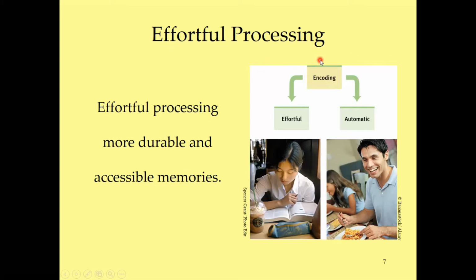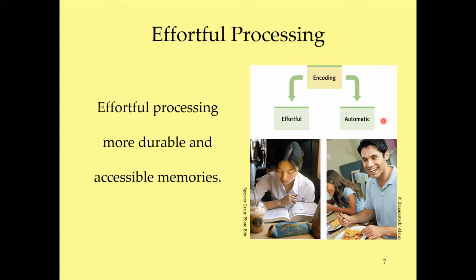Let's use another example of automatic processing. One of the other things that we often automatically encode and store in memory would be what we had to eat. If you've eaten something today, you can probably tell me what you had. Again, you didn't sit down and say, I've got to memorize that. You simply automatically encoded and stored that, without effort.